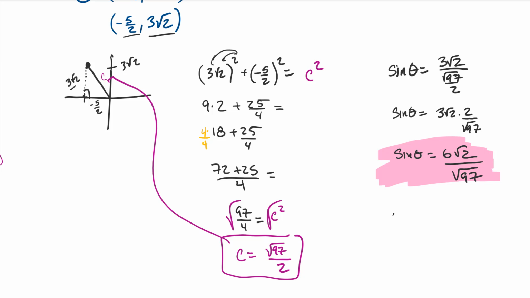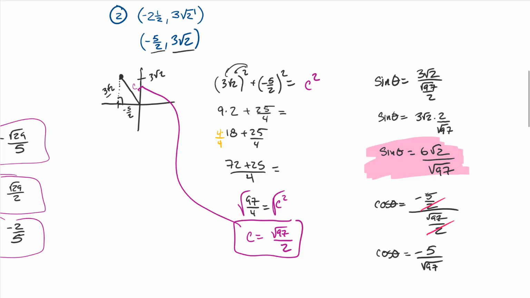Next, let's go to cosine of theta. Cosine of theta is going to be our adjacent, negative 5 over 2, over our c, root 97 over 2. Oh, hallelujah. The 2's on the bottom just disappear. Everybody's happy. Negative 5 over root 97. I disagree. Actually, I don't think sine would have reduced down much at all. Now that I see this, don't they both have the same denominator?